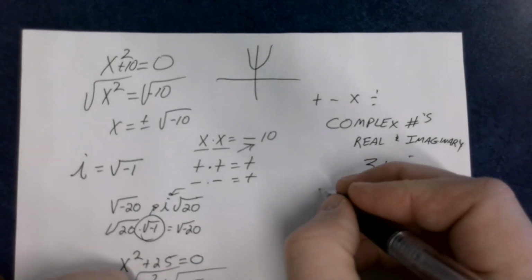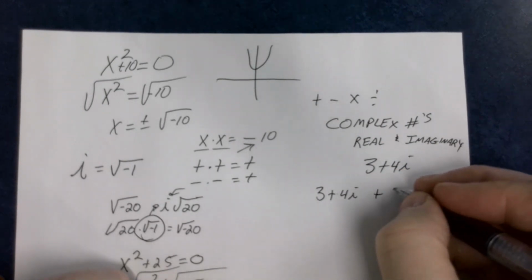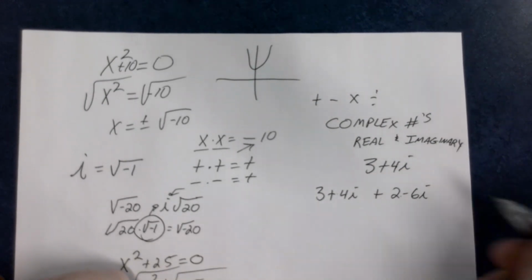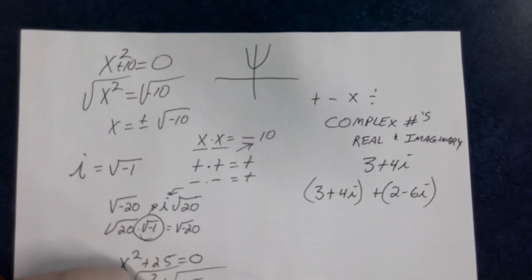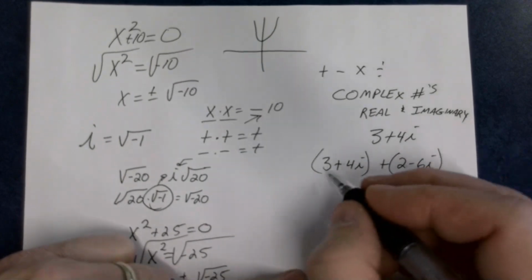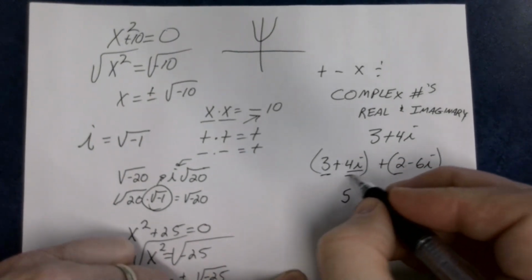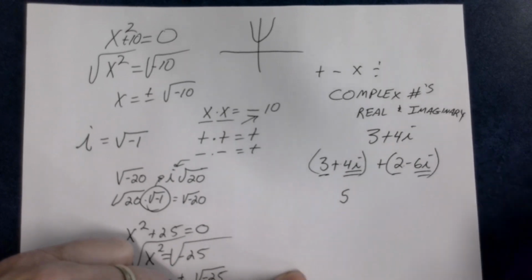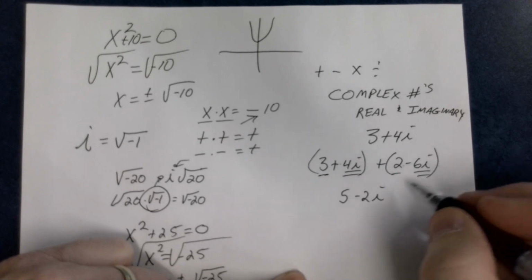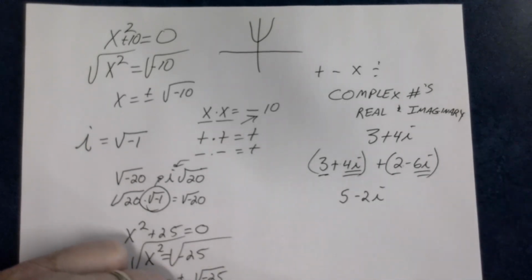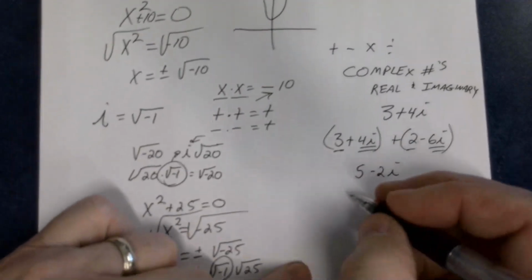So if I had something like this, 3 plus 4i plus 2 minus 6i, I had a complex number plus another complex number, I should be able to know how to put these things together. Well, if I do that, I put my real parts together, so that's 5, and I put my imaginary parts together. 4i minus 6i is negative 2i. So 3 plus 4i plus 2 minus 6i is 5 minus 2i. And that's how addition works. Real parts go together, imaginary parts go together.